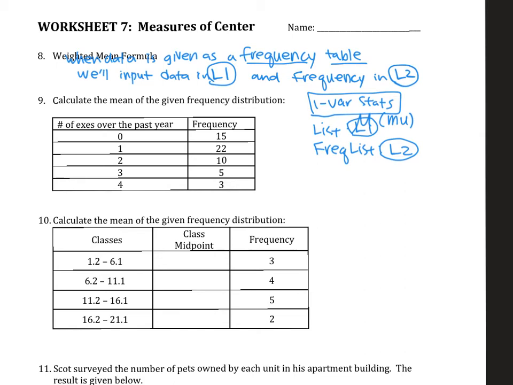So for the first one, it's 1.2 through 6.1. So what I'll do is I'll make a little side note here, 1.2 plus 6.1, and then I'll divide that by 2, and you'll get 3.65. So I'm going to put 3.65. So instead of having a range from 1.2 to 6.1, I'm going to pick just one number to represent that, which is going to be 3.65, which is just the average. I think that's the most fair way to do it.